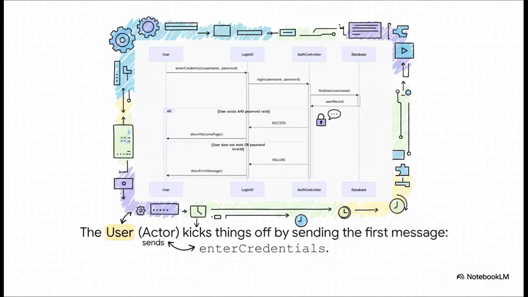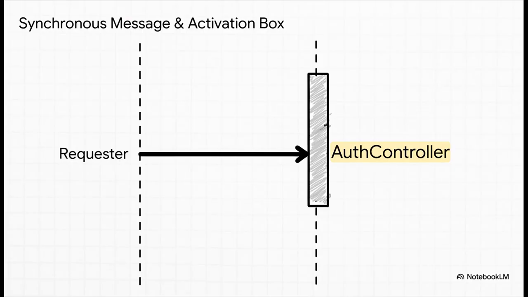And action. The user kicks the whole thing off by typing in their username and password and hitting that login button. This action right here is our very first message, enter credentials, sent from our user actor over to the login UI lifeline. The whole dance starts here. Next, the login UI takes those credentials and sends them over to the auth controller. See the arrow? It's a synchronous message, so right now the UI is just waiting for a response.